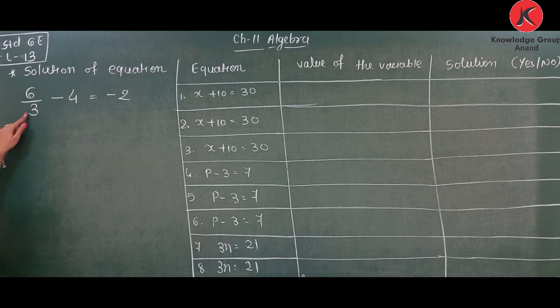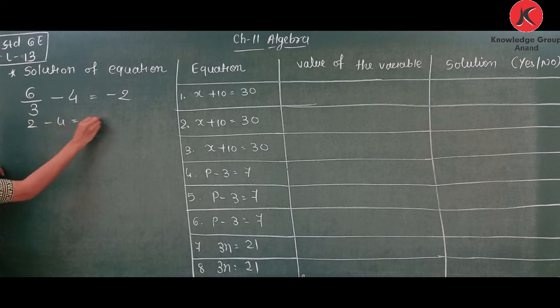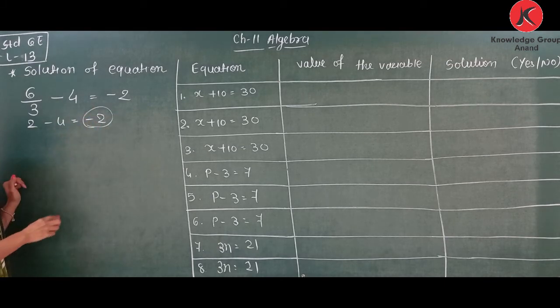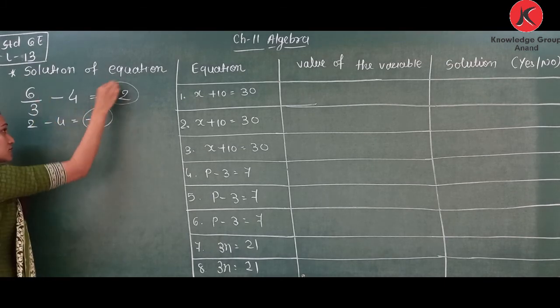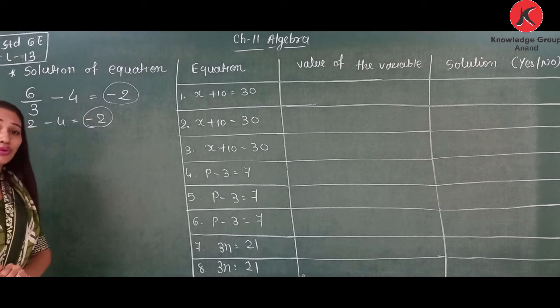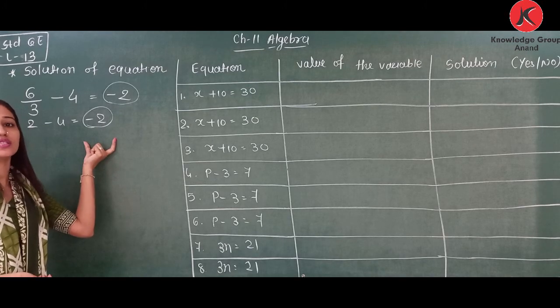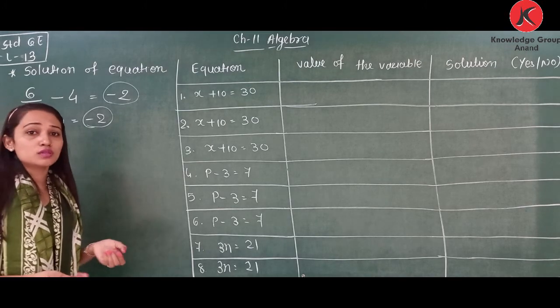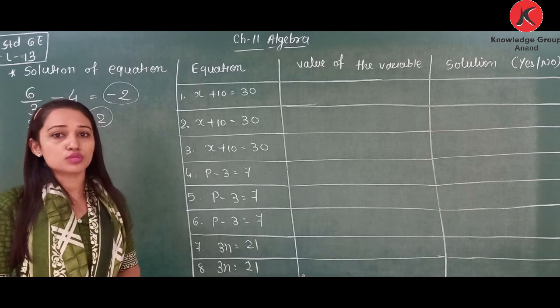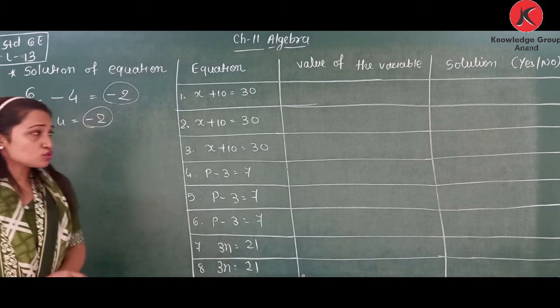So here 6 by 3 is 2, and 2 minus 4 is minus 2. So this is our answer for 6 by 3 minus 4, and this is the right hand side that is given. Both are the same, so this is a numerical equation. If it is asked whether it is an equation or not, you can consider this one an equation, but it is a numerical equation. Equation means both the left hand side and right hand side must be equal, and there must be an equal to sign between them. Now, the solution of an equation.